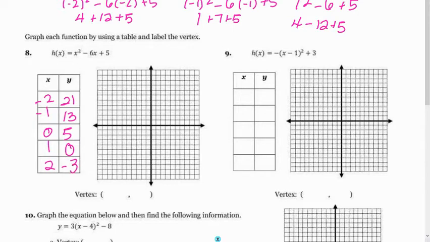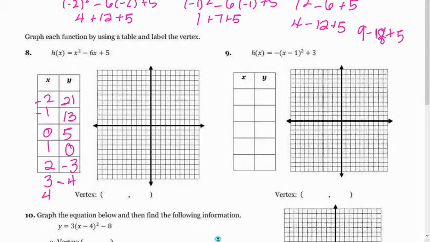And I can already tell it's not repeating. So I might need to pick another number. Let's see what happens here. If I plug in 3, I get 9 minus 18 plus 5, so I get negative 4. I'm going to keep going. I want to see if I can get it to turn around.